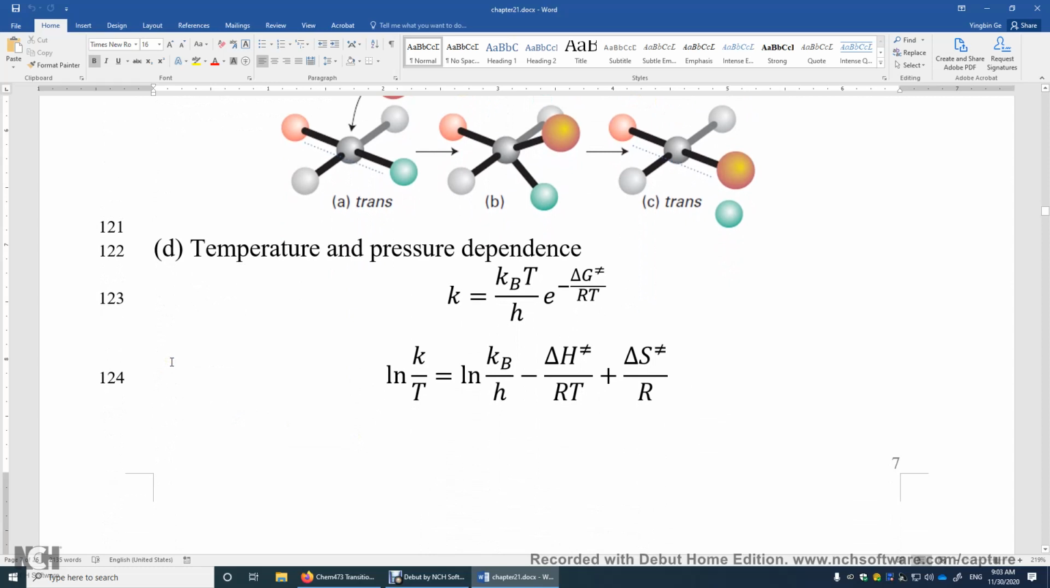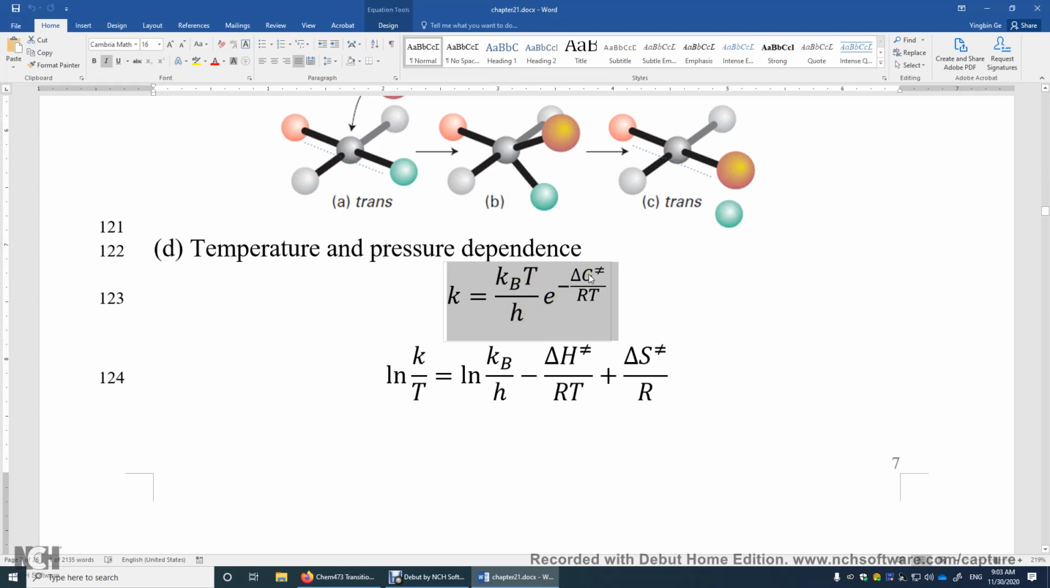Subsection D, temperature and pressure dependence. I'm going to show you this famous Eyring equation, proposed by Eyring, of course. The reaction rate constant is k_B T over h times e to the power of negative delta G double dagger over RT. k_B is the Boltzmann constant, T is temperature, h is the Planck constant.